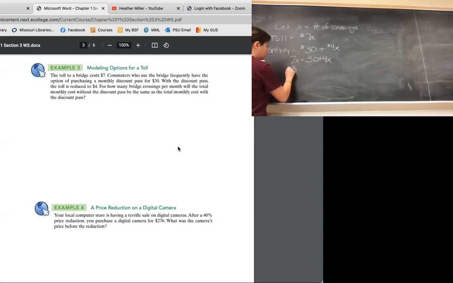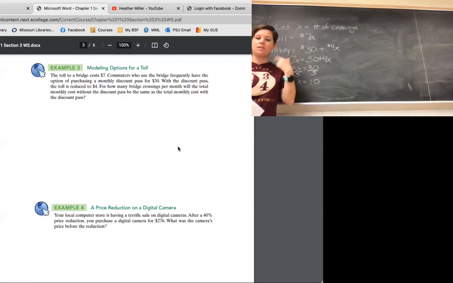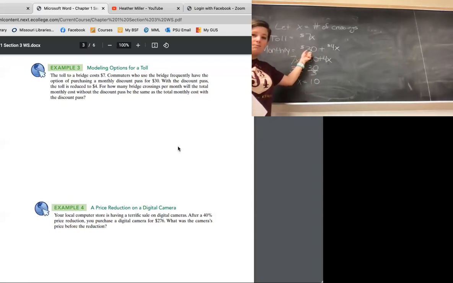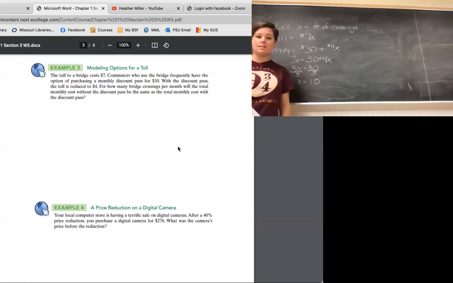Subtract over my 4x. I have 3x equals 30. Divide both sides by 3. And I get x equals 10. So 10 crossings. If I cross the bridge 10 times or less, I don't really need to get the discount pass because it's going to be cheaper to just pay it as we go. If I'm going to cross the bridge 11 times or more, it's going to make more sense for me to get the discount pass because I'm going to save money.